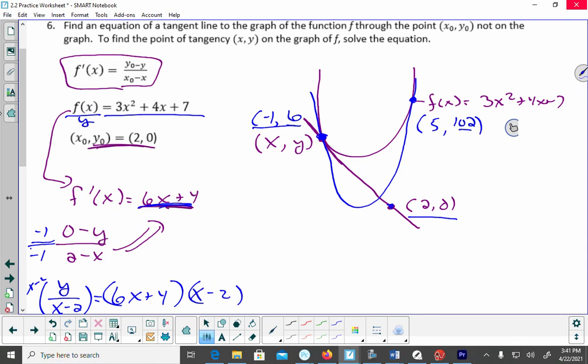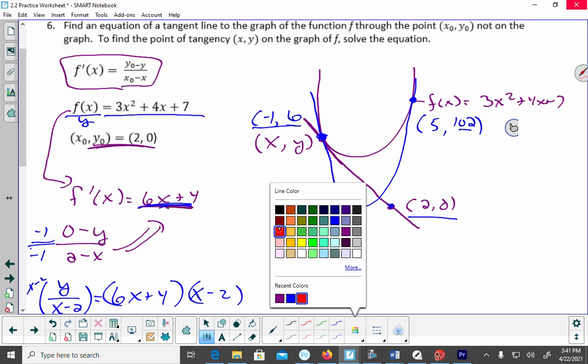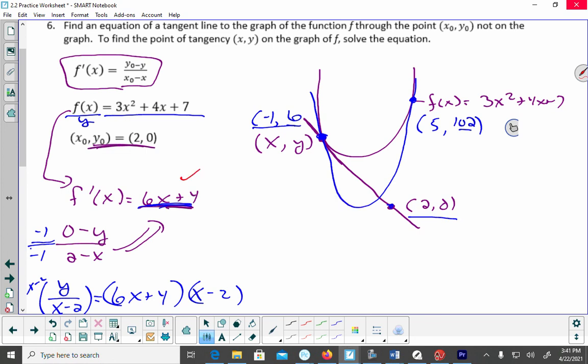I could do that, but that seems so algebra 1 to me. I'm going to use the derivative and use the little calculus trick. So I'm going to find the derivative at this point. So this will be at -1, the derivative. So this will be 6 times -1 plus 4. And I get a slope of -2.